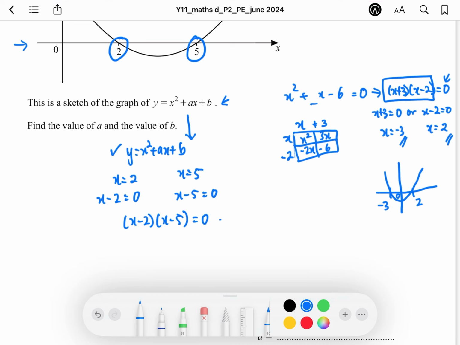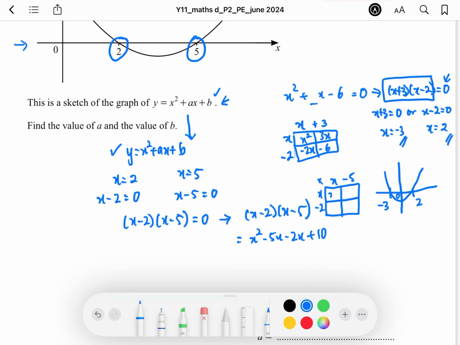Now using that, what I'm going to do is expand x minus 2, x minus 5, so that it looks like the quadratic equation here. So x squared minus 5x minus 2x plus 10. Again, you can do the box method here, the reverse one. Instead of filling inside, you put the factors outside and then multiply, and that's where you get that one. Okay, same thing. So x squared minus 7x plus 10.